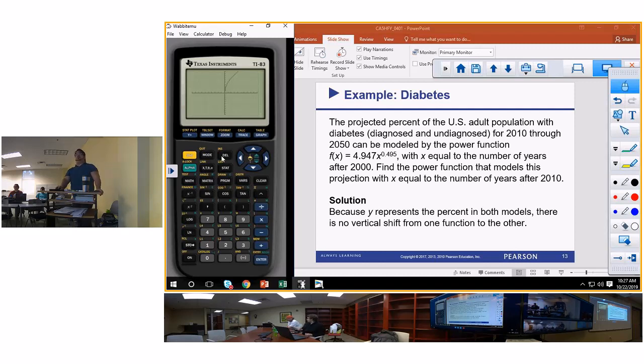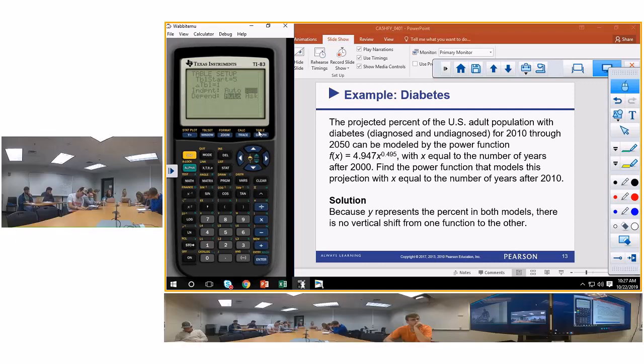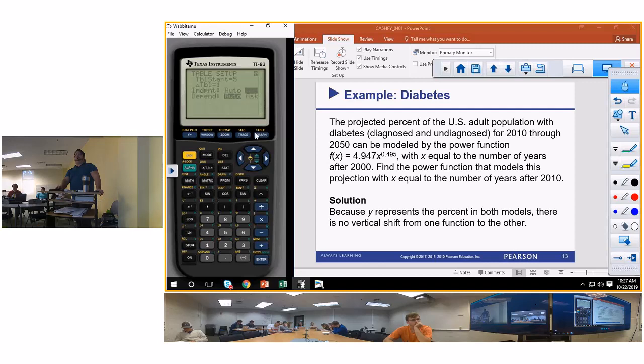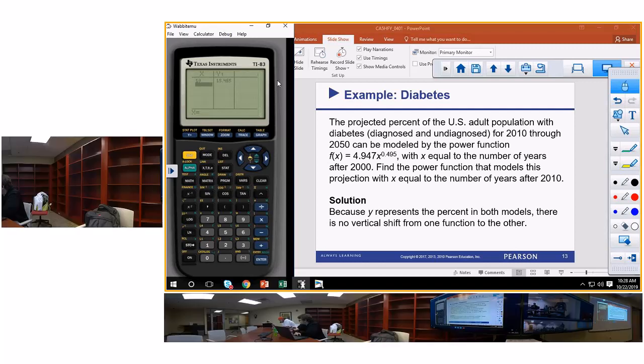So you can actually go to window, I think table, sorry, second graph. Or you can type in second table set and ask for the independent variable. And now hit table and type in 2010, which would be after what? Be 10 years, right? So type in 10, and there's your answer.